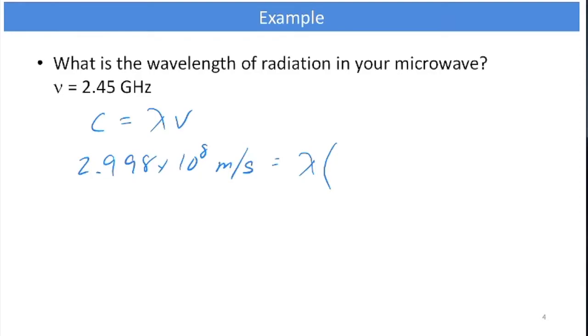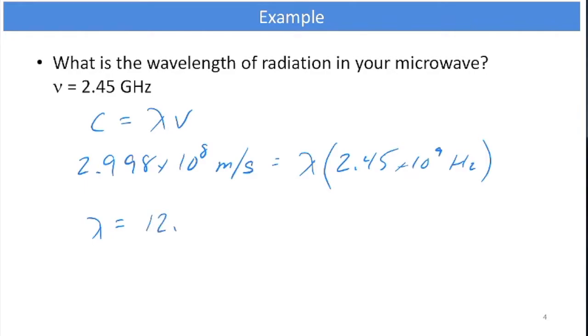Now, that's gigahertz, so that's 10 to the 9. So we have to use 2.45 times 10 to the 9 hertz to make sure everything is in the right units. If we solve for wavelength, it ends up being 12.2 centimeters. So the wavelength of light in your microwave is 12.2 centimeters.